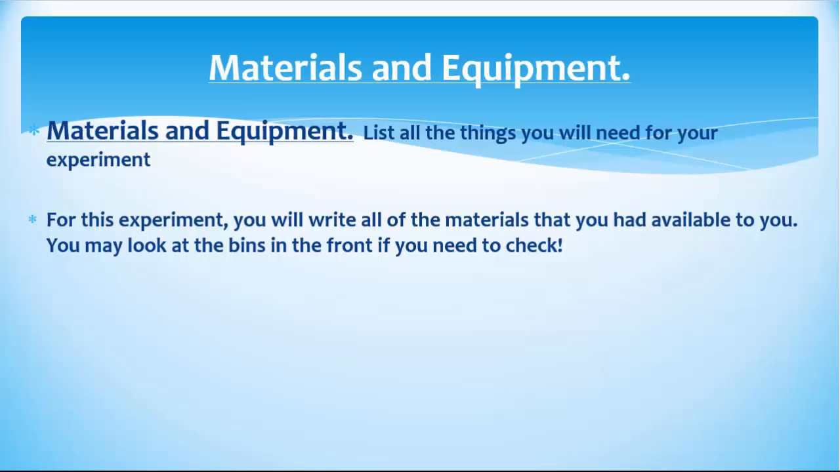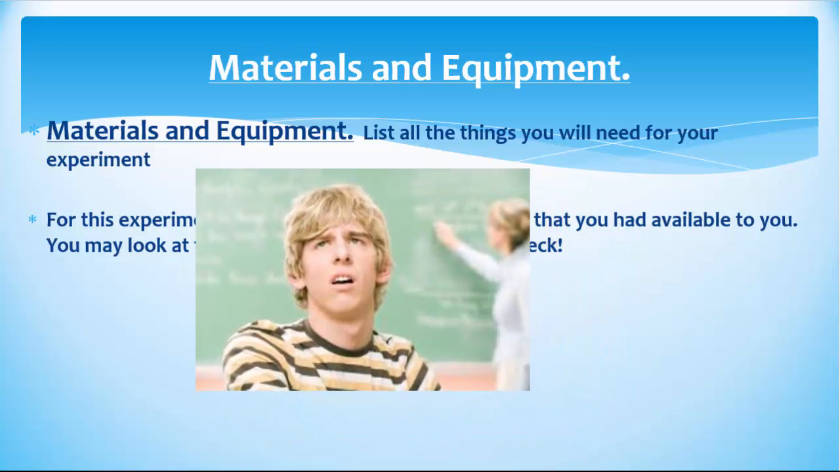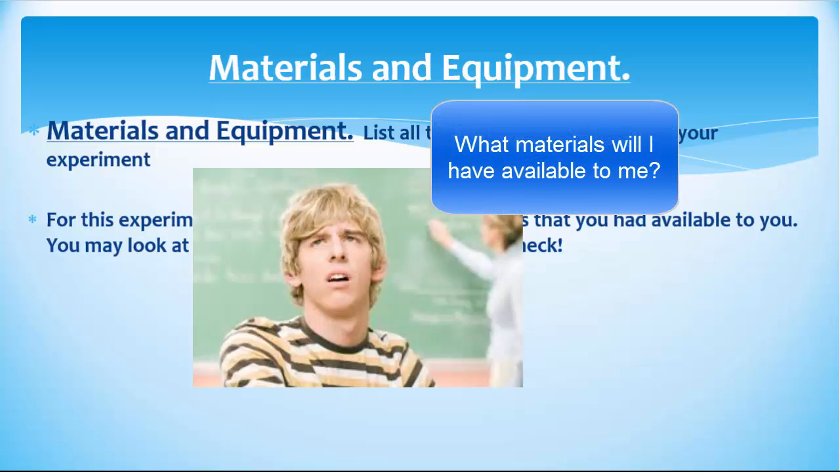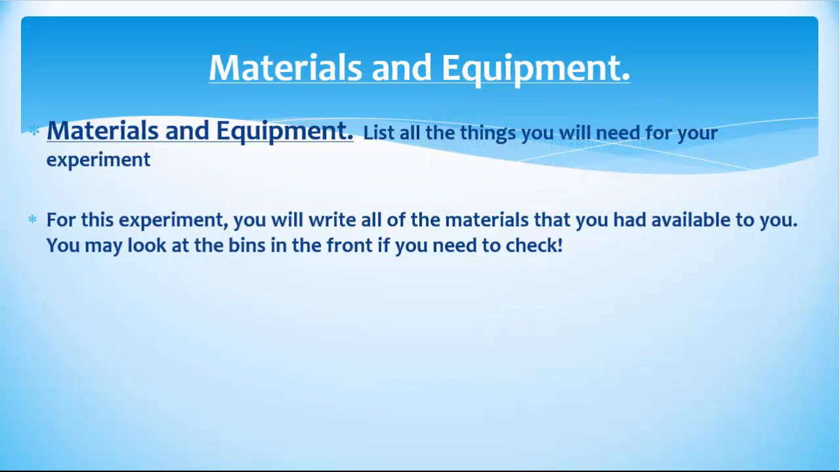Okay, materials and equipment. In this section, you list all the things that you need for your experiment, so everything that's available to you. Remember, if you have some person coming off the street or a new student to this classroom and they want to know how to do this lab, they need to know everything they have available to them. The most common mistake that I saw in this part of the lab report was many people put just what they used for their particular design.